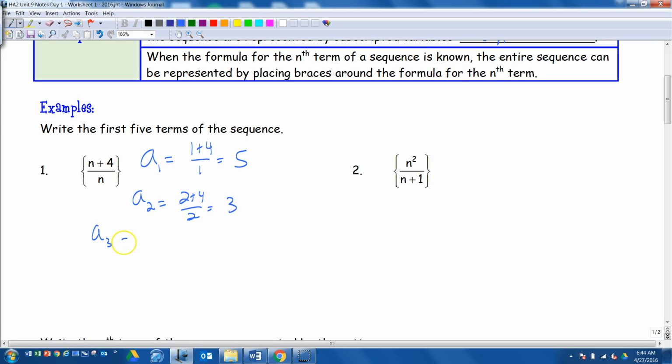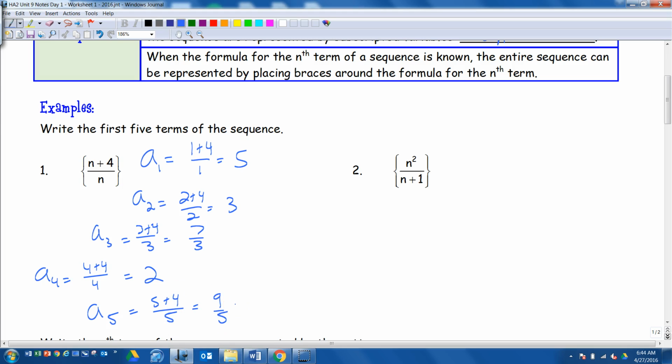So let's finish this up. 3 plus 4 over 3, which is 7 over 3. Can't do anything about that. A sub 4 is 4 plus 4 over 4. 8 over 4 is 2. And the final one is 5 plus 4 over 5, which is 9/5.